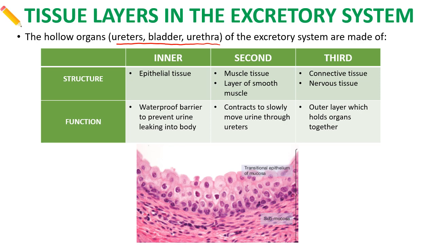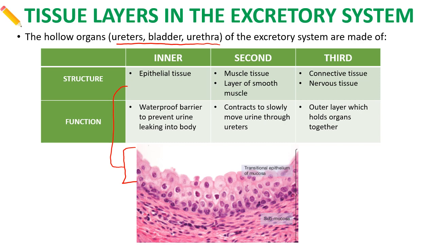So all of these organs have 3 main layers in them. The first layer on the inside is made of epithelial tissue, really similar to the digestive system. So it's a few cell layers thick, and the whole point of this layer, the function, is to be a waterproof barrier and stop any urine leaking out of the organ into the body. Of course, it has to be watertight so we don't have any waste products getting out.